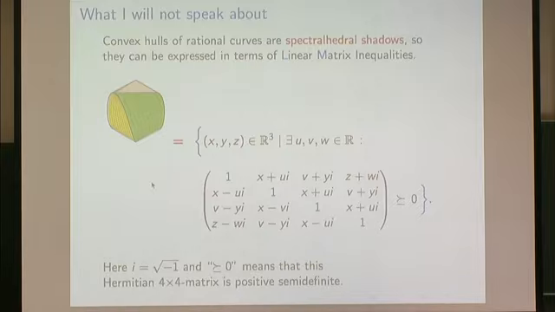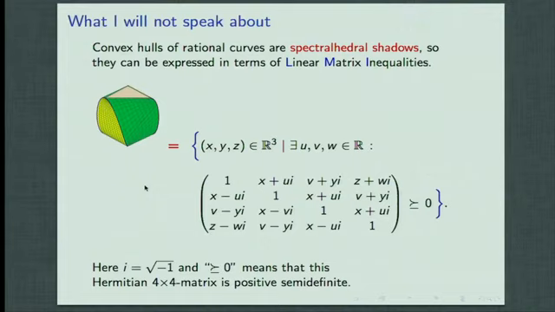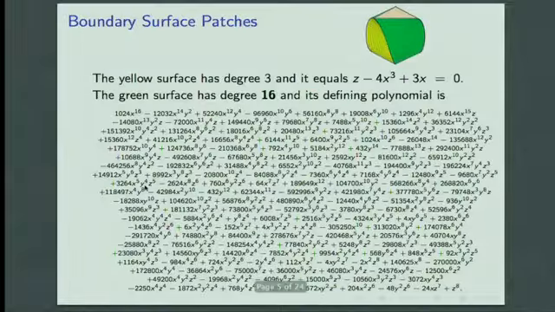And the reason I don't want to talk about it is because this representation does not reveal the nature of the green surface and the yellow surface. It doesn't give me the degree or the equation of these objects. So I'd like to actually give you these equations. This is a workshop and tutorial on polynomial optimization, so I'm the guy who's supposed to give you polynomials.